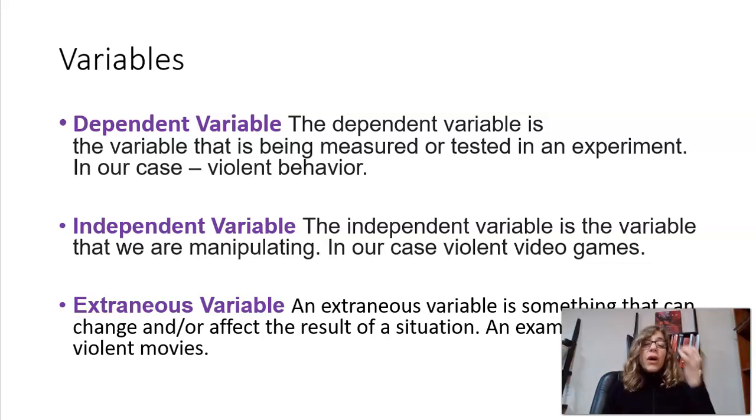This takes some getting used to. You can always refer back to this slide. An extraneous variable is anything that could change or affect the result of a situation or an experiment. For example, what if the kids are watching violent movies? That would be another variable that could mess with our data. What if the kids are seeing violence at home? That could mess with our data. Those are extraneous variables.